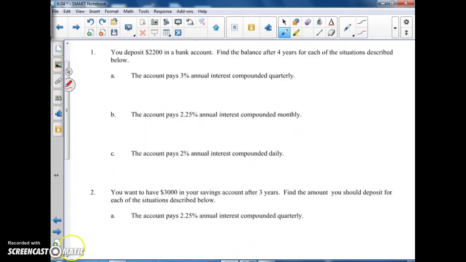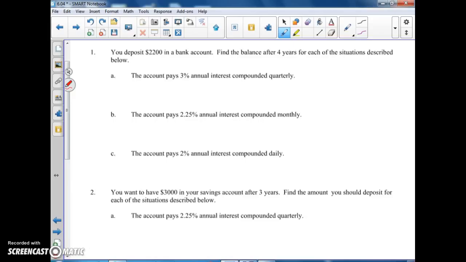All right, now we're going to make sure you understand this. Okay, so go to number 1. Now remember, they're out of order. I told you guys that. Look what it says. You deposit $2,200 in the bank account. Find the balance after 4 years for each of the situations described below. The account pays 3% annual interest compounded quarterly.